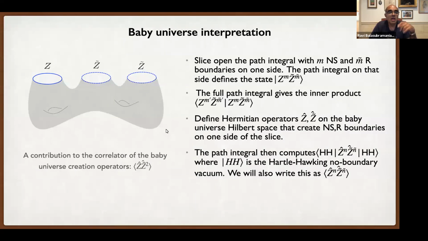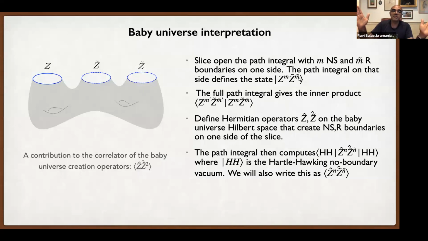You can interpret this, if you like, in terms of baby universes. If you slice open the path integral with m boundaries, with a certain number of boundaries, m NS and m tilde R boundaries on one side, then the path integral on one side of that slice defines a state, which we'll call Z_m Z tilde_m, which tells you how many NS and Ramond boundaries you have. And then of course the path integral on the other side defines the conjugate state.